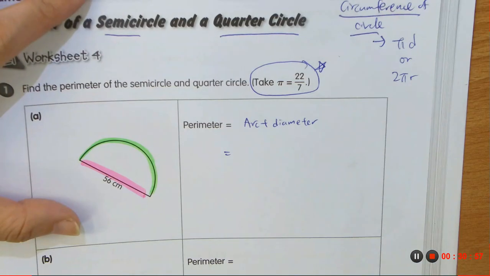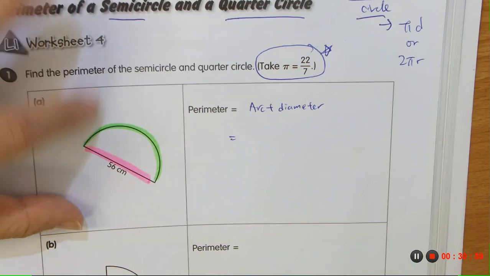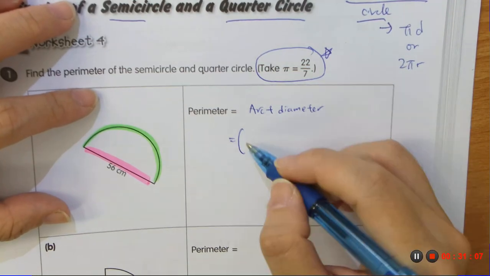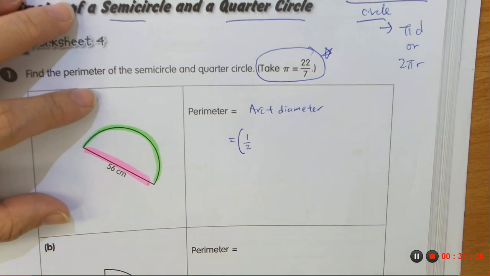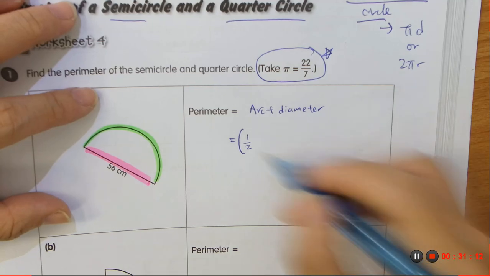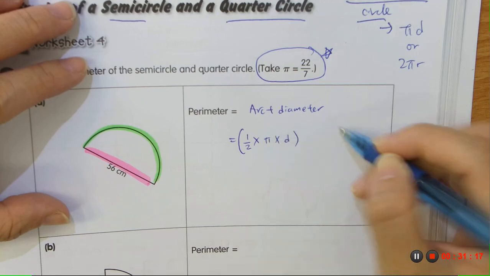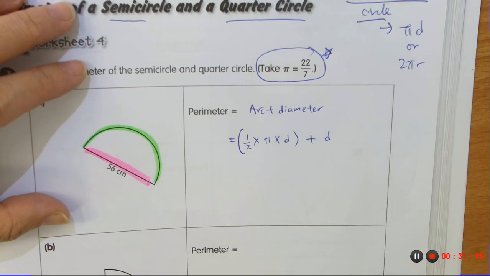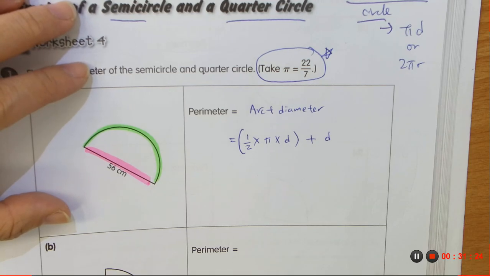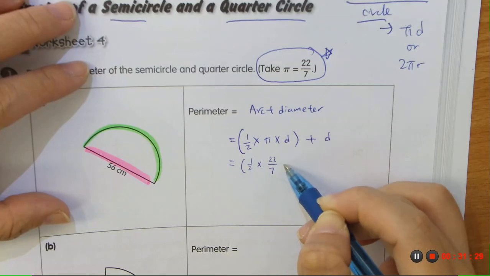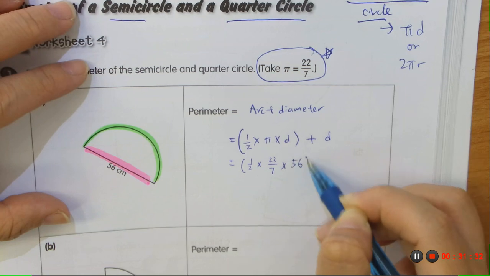Let's go into this one again. The length of the arc of the semicircle. What is the measurement for the length of the arc? Half the circumference, so it's half times pi d plus the diameter here. Slot in the measurements. Half times 22/7 times diameter 56 plus diameter 56.